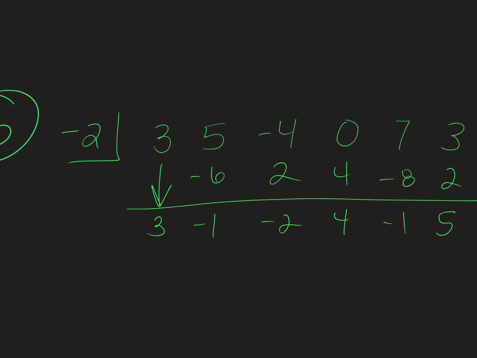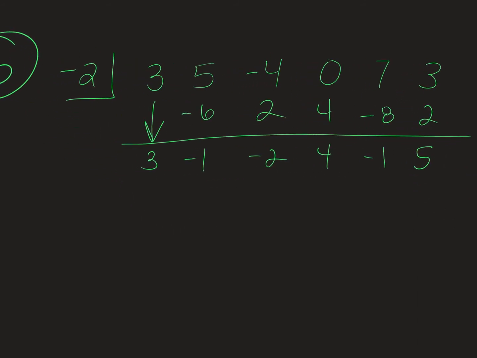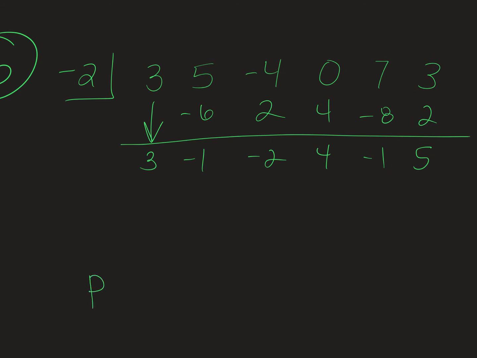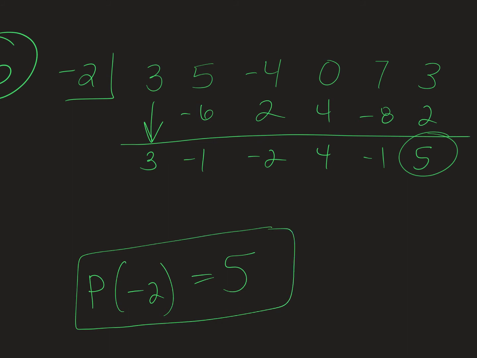Yeah. A lot better. Now, the question said, use the remainder theorem. So the way that you would answer this is you would say P or F, whatever letter they use, P of negative 2. When I synthetically divide with negative 2, what's the remainder? 5. That would be your answer for letter B.